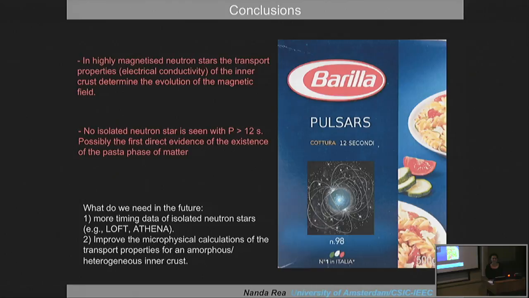What is it about the neutron star that determines the level of impurity, how much pasta there is? Well, the point is that the level of impurity we don't really know, because in our models there are no detailed simulations of the exact configuration. What we have is a measure of the conductivity in the inner crust. The faster the electrons move, the more you decay the field, so the more you bend in your P-Pdot diagram. And to have this electron decaying the field very fast, you need this not to be a pure lattice. Otherwise, it would go very, very low.